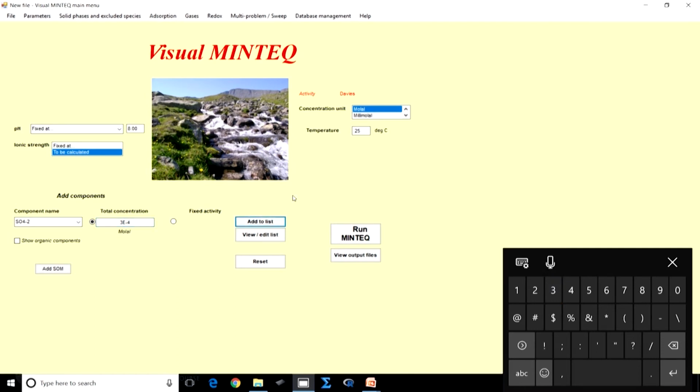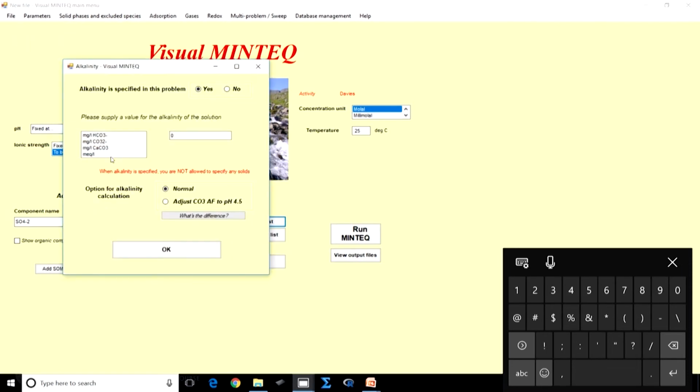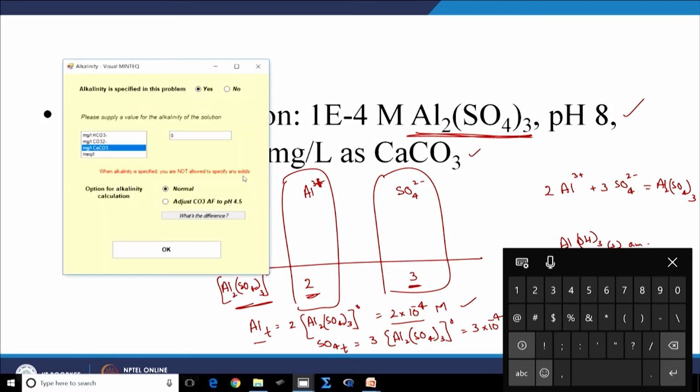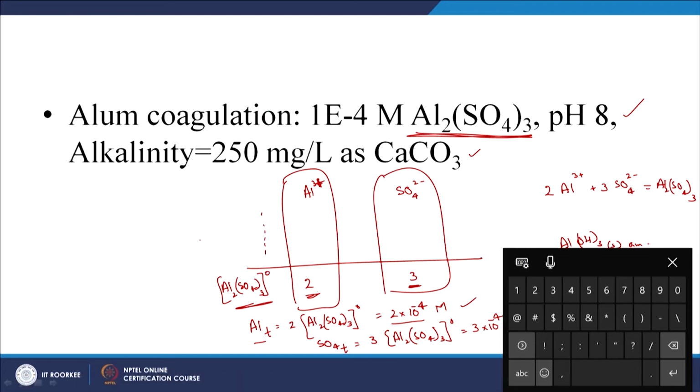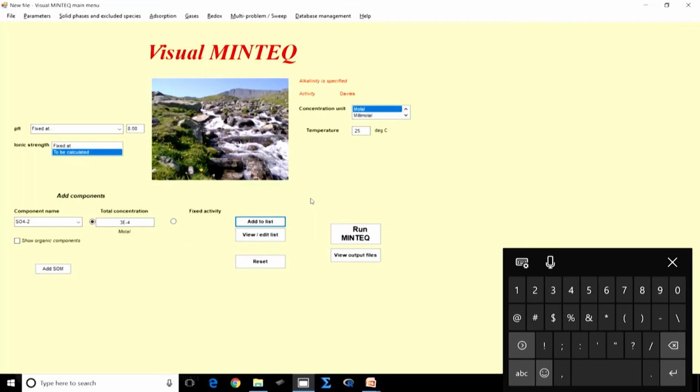to the list. But I believe the solution also says alkalinity is present, specify alkalinity. So I believe it was, what's the value here, please? 250 milligram per liter as CaCO3. So it's 250 here, 253, and I'm going to say okay, and again move back to Visual MINTEQ hopefully.